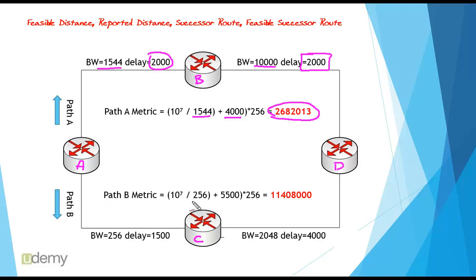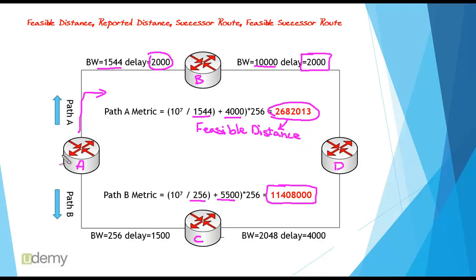And path B, again the least bandwidth and the cumulative delay, and the result is this. Between these two routes, clearly this one is the best. So router A puts this path in its routing table. This metric now is called feasible distance. Feasible distance is the best metric from the perspective of the calculating router.